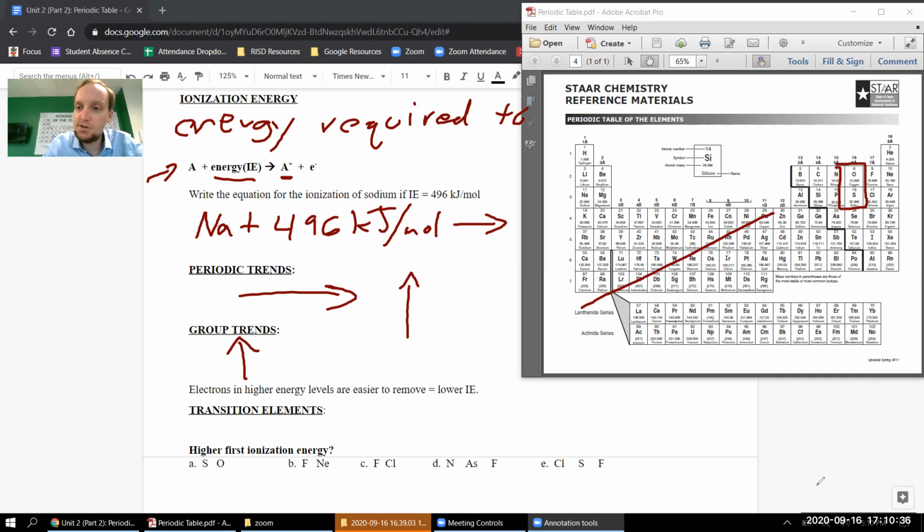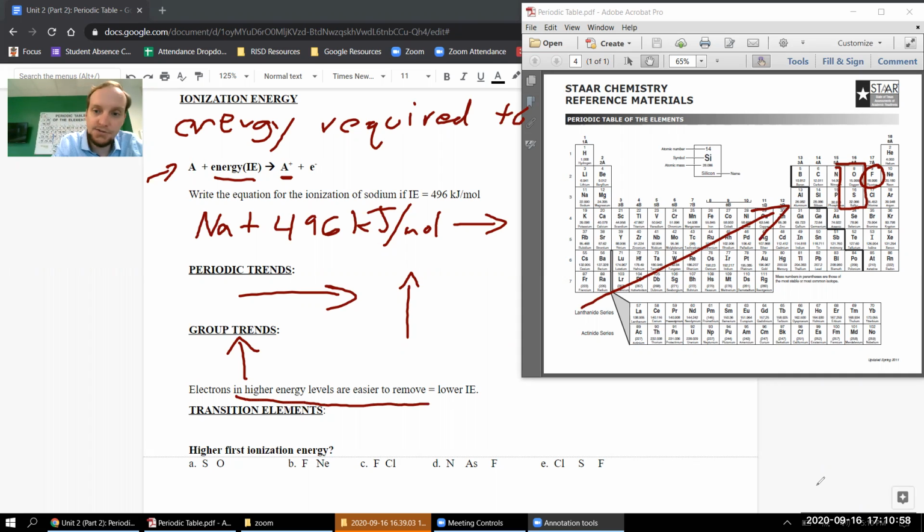Again, the trend goes this direction towards fluorine. So O is closer than S, and the reason is the number of energy levels. S has 3 energy levels. O only has 2 energy levels because S, sulfur, has 3 energy levels. Like it says here, it would be easier to remove.